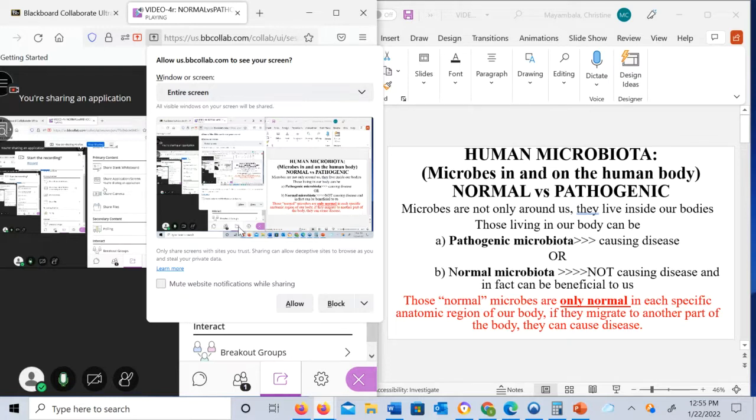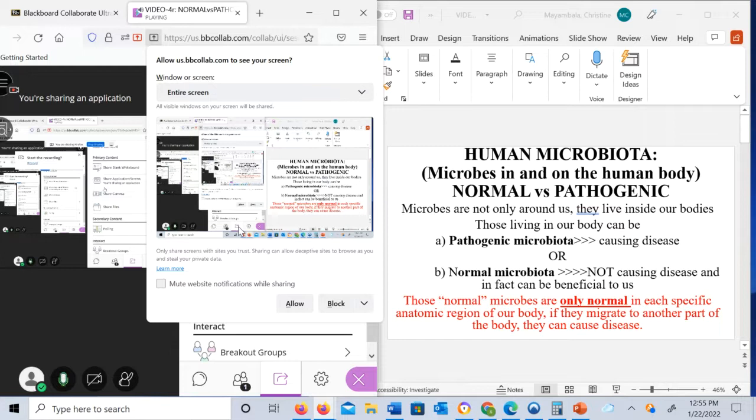When they got there, they became pathogenic because they traveled to the nervous system, carried by the blood, and in that different environment they caused an infection. They caused meningitis. Again, that's why I need to emphasize that these normal microbes are only normal in their assigned anatomic region of our body.